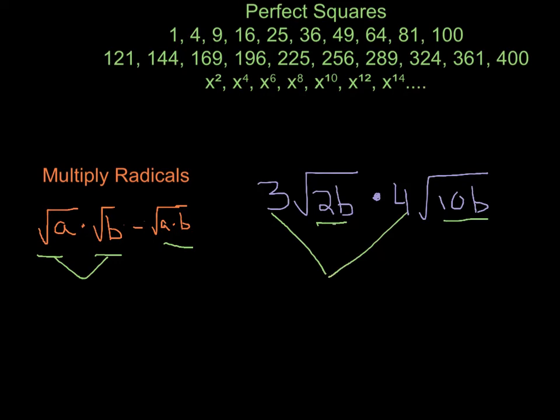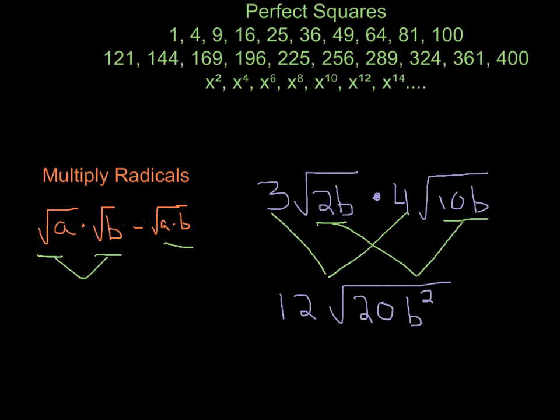So it's kind of like we're going to multiply the coefficients, and then you're going to multiply whatever's underneath the square root together. So 3 times 4 is 12. And then the square root of 2 times 10 is 20. And b times b is b squared. So now we have to simplify this square root of 20b squared.